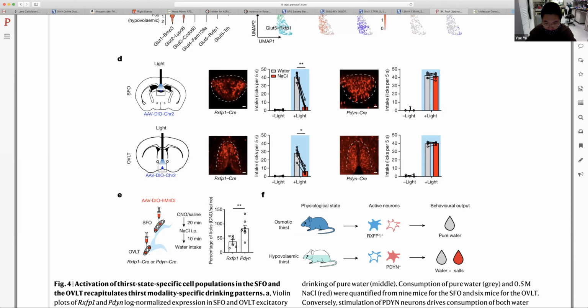Okay, so they do, I think they also preset the conditions. Overall, they are concluding the same thing. It's like RXFP1 is representing osmotic neurons, and pyronorphin is representing the hypovolemic stress neurons. Yeah, that's basically what they're talking about.